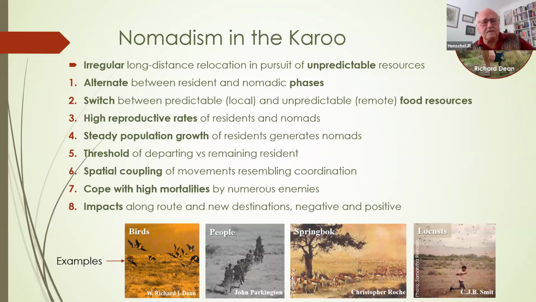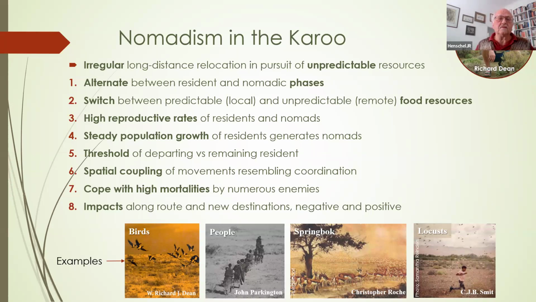There also seems to be some spatial coupling. If you think of the historic springbok tracks, there were huge numbers of herds coordinated towards a mega herd, and that's the same that's happening with locust swarms. On the way, they need to cope with very high mortalities, many enemies that key in on such masses of moving prey. And they also make impacts that are both negative and positive along their routes and at the new destination.